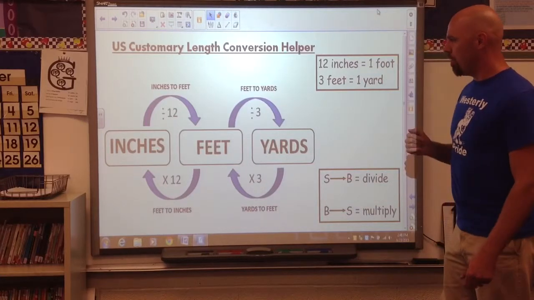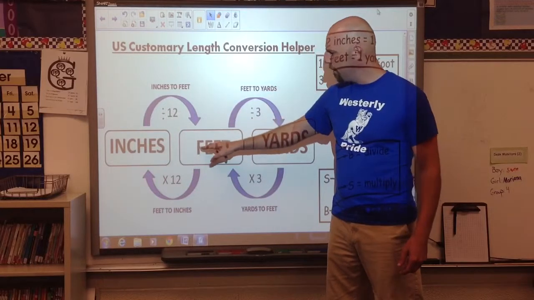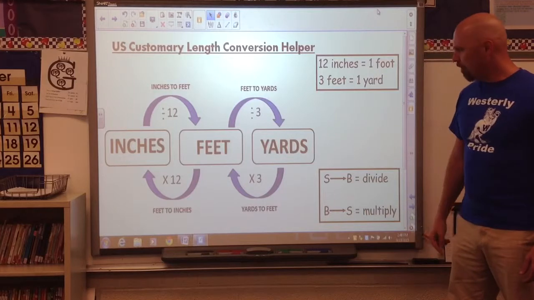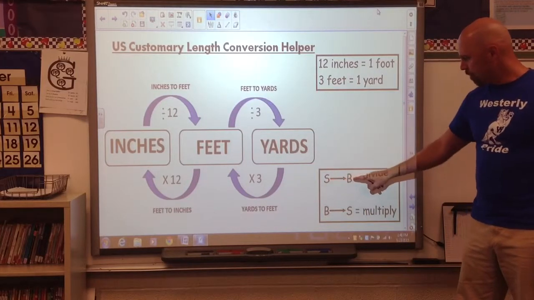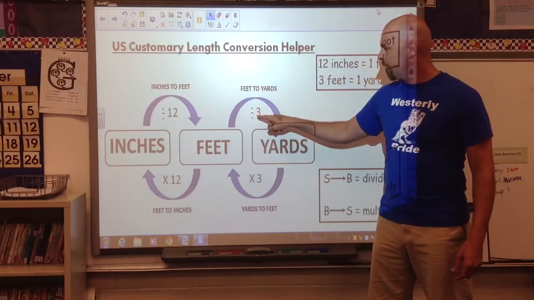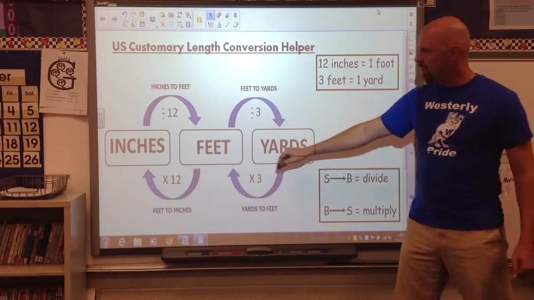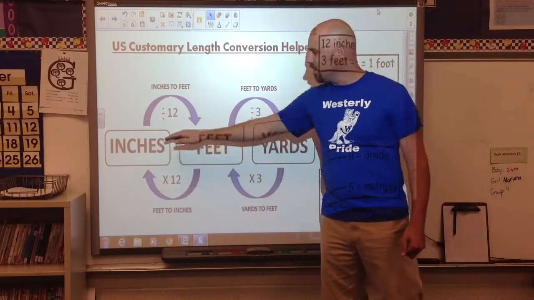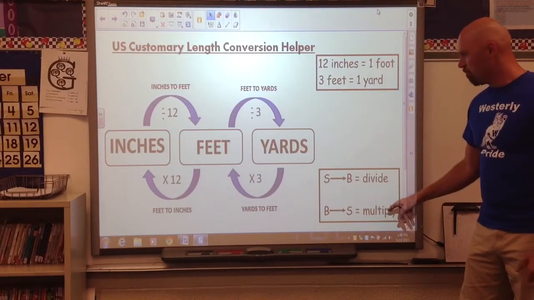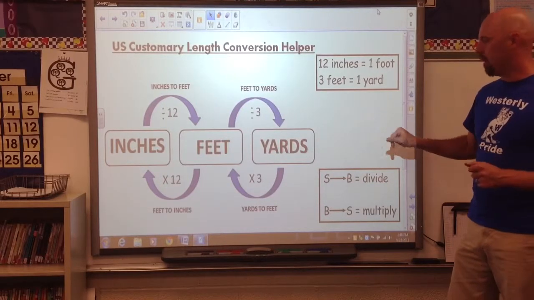Okay? So when we use this chart, if you look, we're going from a small unit to a little bit bigger, to a little bit bigger. So we're going from small to big. Now over here when we're looking at the units, if we go from small to big, we know we're going to divide. So you can see the division symbols up here that are going to help us out. Small to big means divide. If we're going from bigger units like yards to feet to inches, we're going to multiply. Okay? So we have big to small means multiply. And I'm going to show you in this space right here how this chart works and how you can help out at home with it.